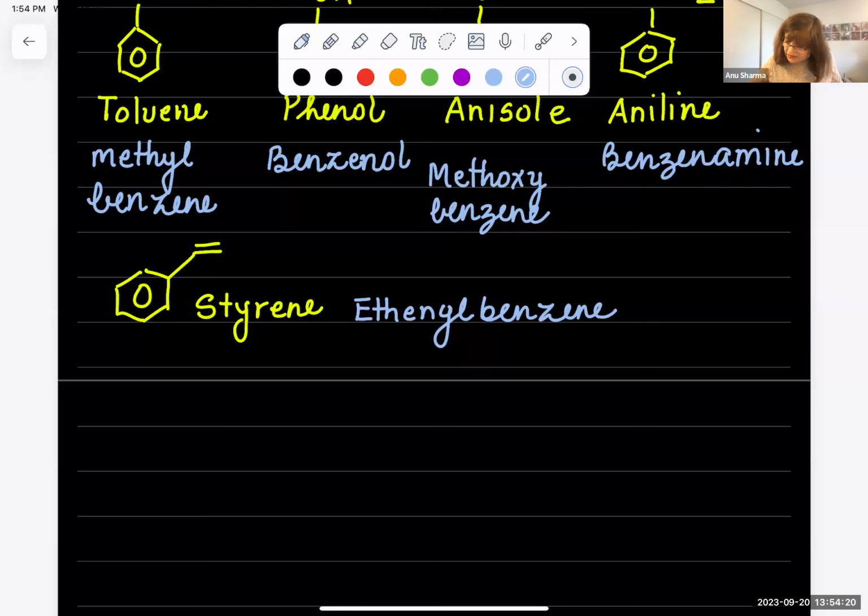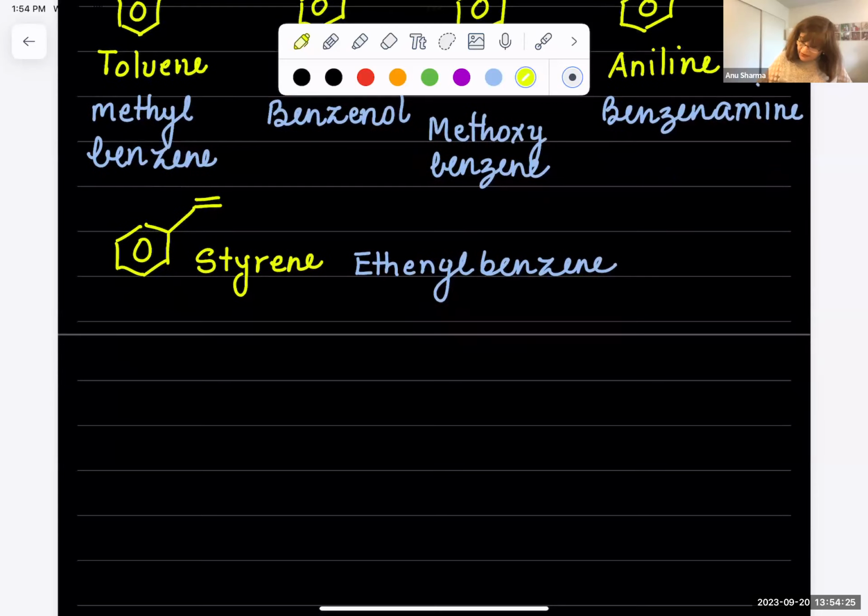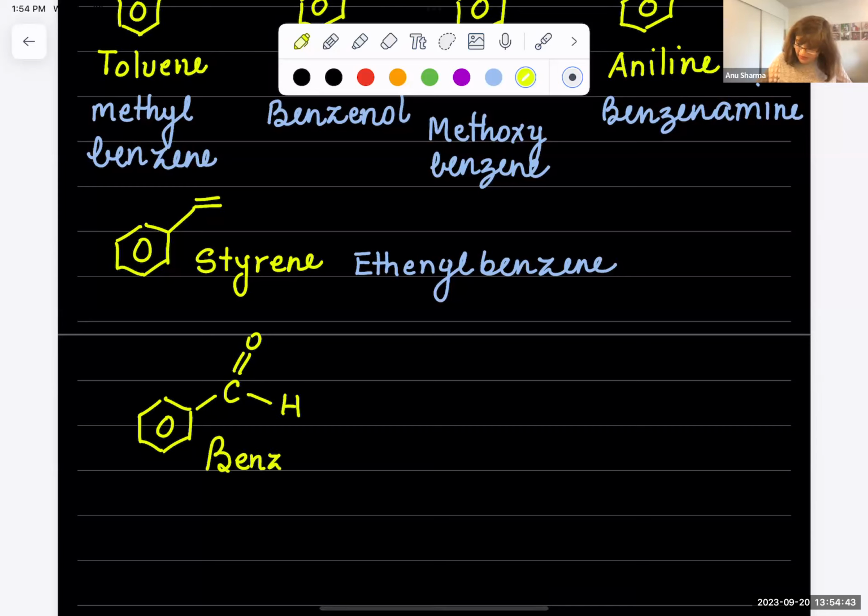Okay, next, let's look at the other piece, which is benzaldehyde. A common one. So here is the ring, and here is the carbon, the aldehyde group, oxygen, and hydrogen. So this is the aldehyde group, and this becomes benzaldehyde. This benzaldehyde is also called benzene carbaldehyde. That's the other name.